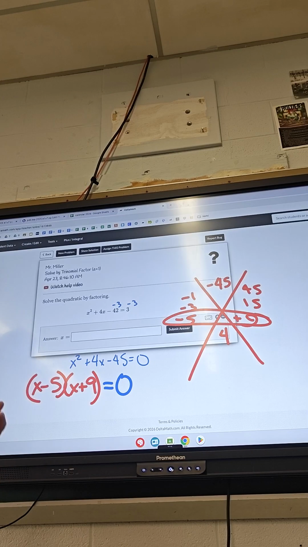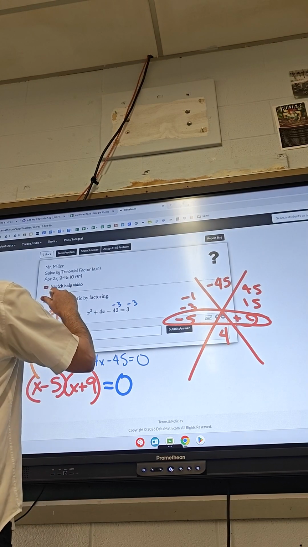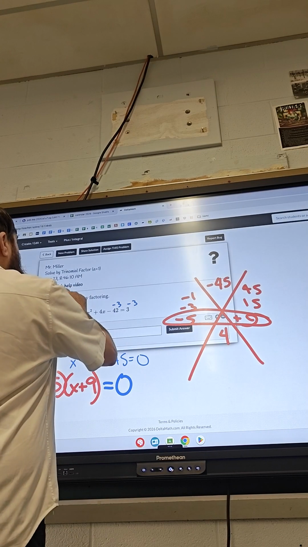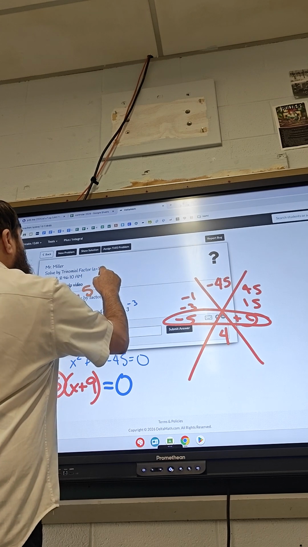Now, by the way, some of you will probably just see it's the opposite sign. The answer is 5 and negative 9. It's just the opposite sign. However much work you do is fine to get this. If you see it's 5 and negative 9, don't do the extra work if you know that. If you don't see that, then set each of them equal to 0.